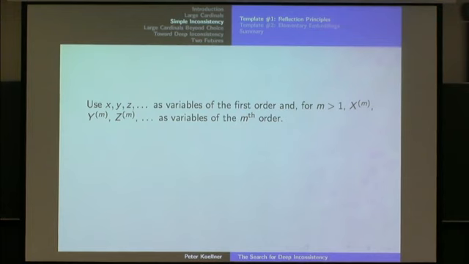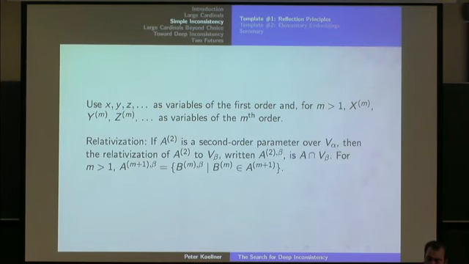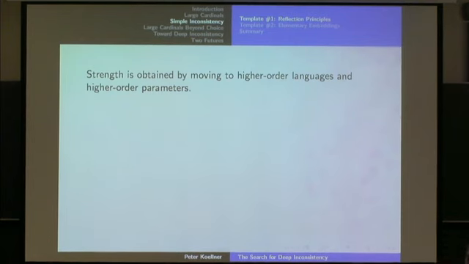I'm going to use x, y, and z as variables for the first order, and for m greater than 1, second and higher order, I'll just use a superscript m. Relativization for a second order parameter is just obtained by taking the intersection. So you take A and you intersect it with V beta. And for third and higher, you take the set of the relativizations. So that's how we're relativizing parameters. And strength is obtained by moving to higher order languages and higher order parameters. So first you crank up the order of the language, and then keep your parameters second order, and then you try to crank up the order of your parameters.